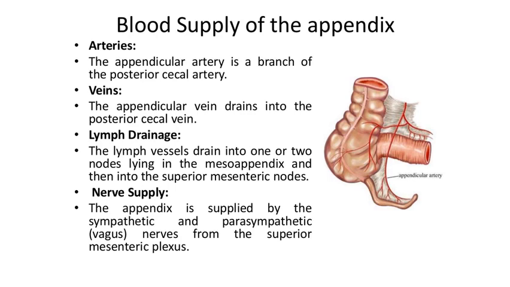Blood supply of the appendix. The appendix is supplied by appendicular artery, which is a branch from the posterior cecal artery from the ileocolic artery اللي بيبقى جاي من superior mesenteric artery. The veins drain into the posterior cecal vein. The lymph vessels drain into one or two nodes lying in the mesoappendix and then into the superior mesenteric nodes.